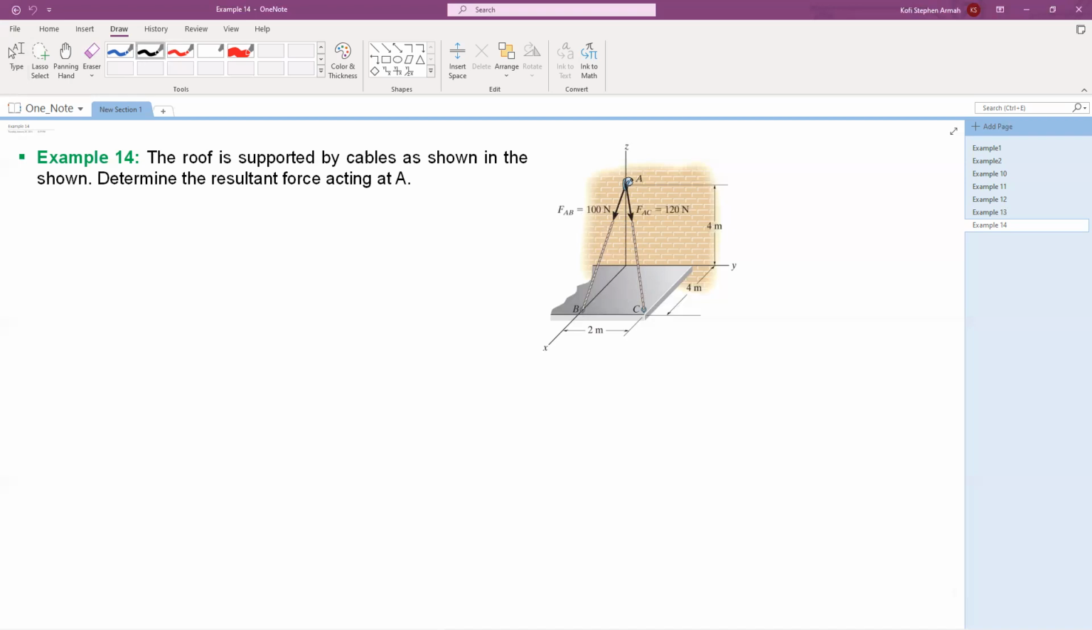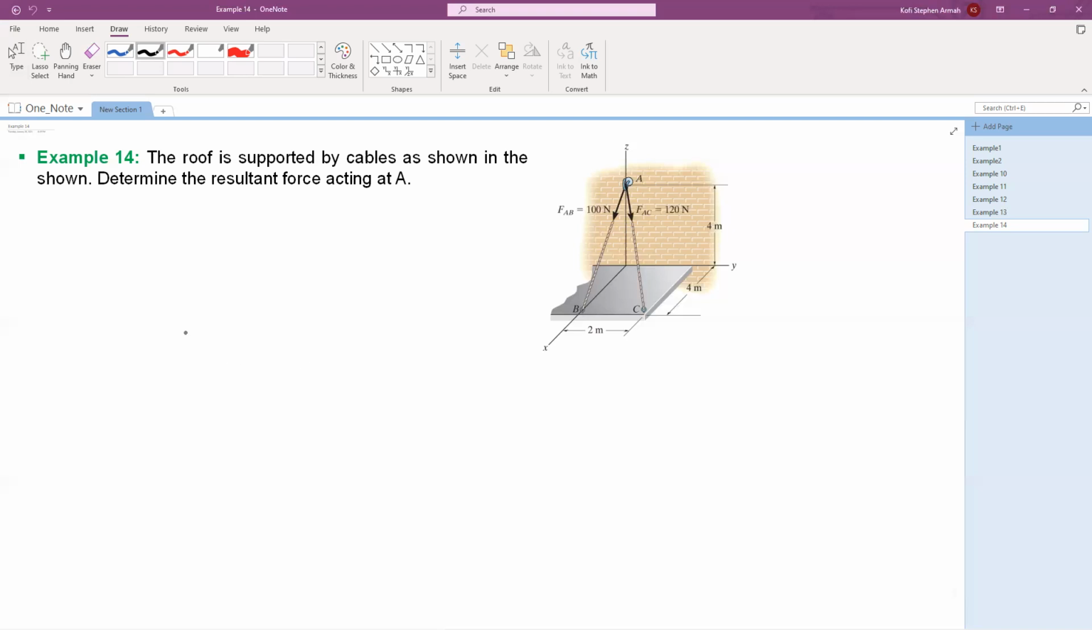The magnitude in this one is 100 newtons. The magnitude in this one is 120 newtons. And we want to know the resultant. We can get a resultant in IJK. They didn't ask us to find magnitude and direction, so I'm not going to do that. We just find it in IJK and leave it. So the first thing is to express each of the forces in IJK, and we just add them, and we are done.